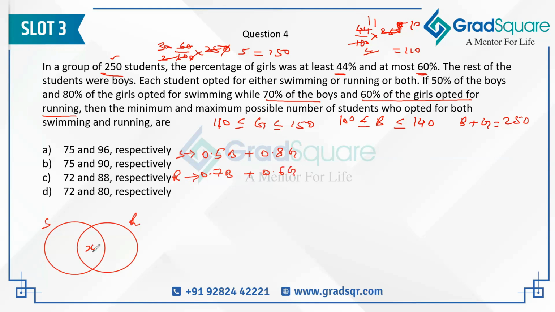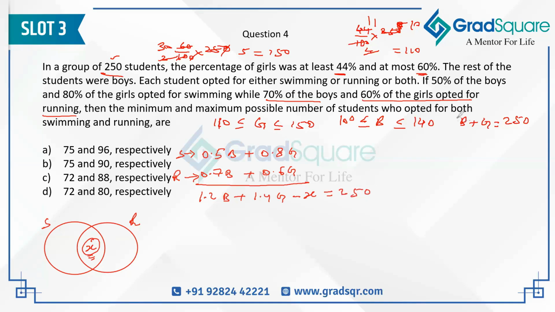Now, X is the set of students who have been counted in swimming also and in running also, as they have opted for both. So if you add these two values, swimming and running, you will realize that this set of values X would be counted in swimming also, and it will be counted for running also. So if you add these two equations, you are going to get what? 1.2b plus 1.4g. This will be the total. And out of this total, because X has been counted twice, I am removing X once. I should get the total number of people under consideration, which is equal to what? 250. So I get this equation.